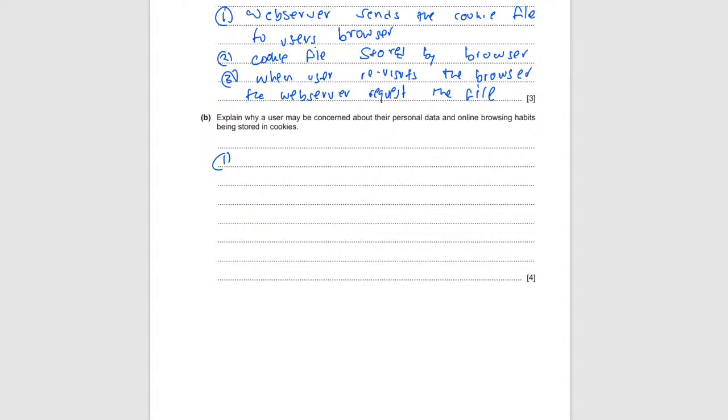The main reason for cookies is for your benefit, but I don't know, it's debatable. So let's see. Explain why a user may be concerned about their personal data and online browsing habits being stored in cookies. First of all, the user doesn't know what they're storing, right? So the user does not see what information is stored, what is not stored. We don't know what that is.